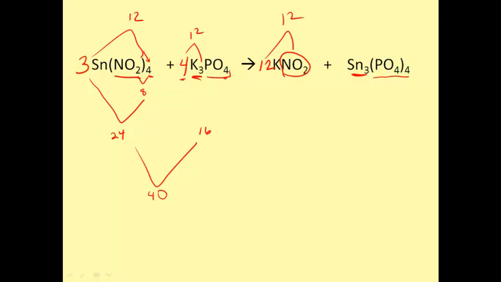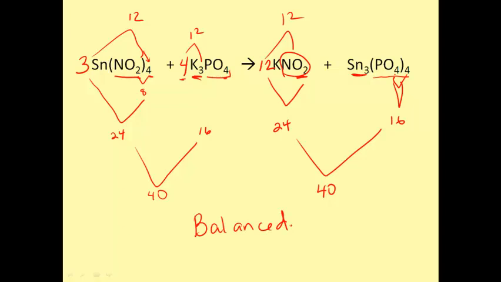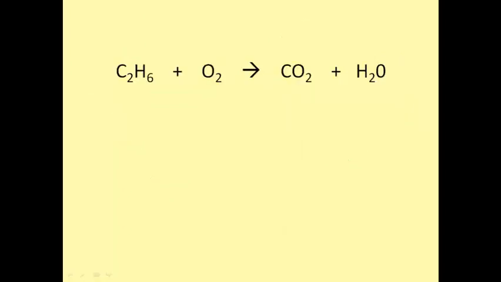And on the product side, let's see what we've got. We've got 2 oxygen atoms here times 12, that's 24. And we have 4 times 4 oxygen atoms here, that's 16. Add those together and we have 40. So in addition to all the other atoms being balanced, the oxygens also are balanced, which gives us a completely balanced equation. 3 tin(IV) nitrite plus 4 potassium phosphate produces 12 potassium nitrite and 1 tin(IV) phosphate.